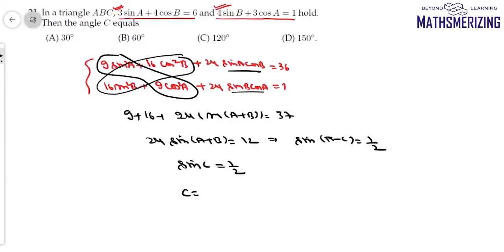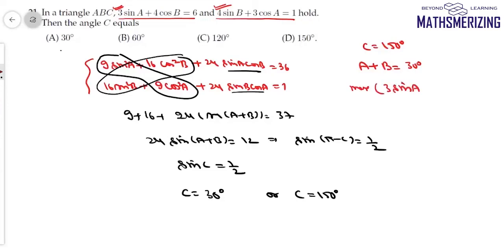So that means this angle C is either 30 degrees or 150 degrees. Now we have both the options, 30 degrees and 150. Now which of the following options is correct? Now if I choose C as 150 degrees, then in that case we know that A plus B will be 30. Now if I look at the maximum value of 3 sin A plus 4 cos B.